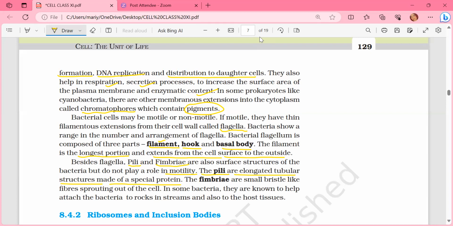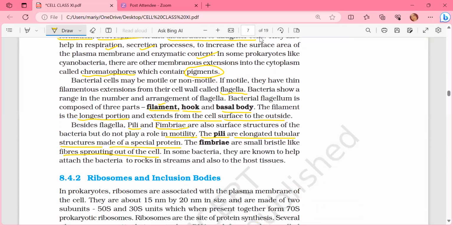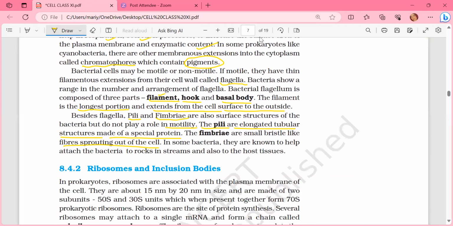The fimbriae are small bristle-like fibers that are sprouting out of the cell. In some bacteria, they are known to help attach the bacteria to the rocks in the streams and also to the host tissues. So what is the function of the fimbriae? They help the bacteria to attach to the substratum. That substratum could be a rock or it could be the tissue of the host.